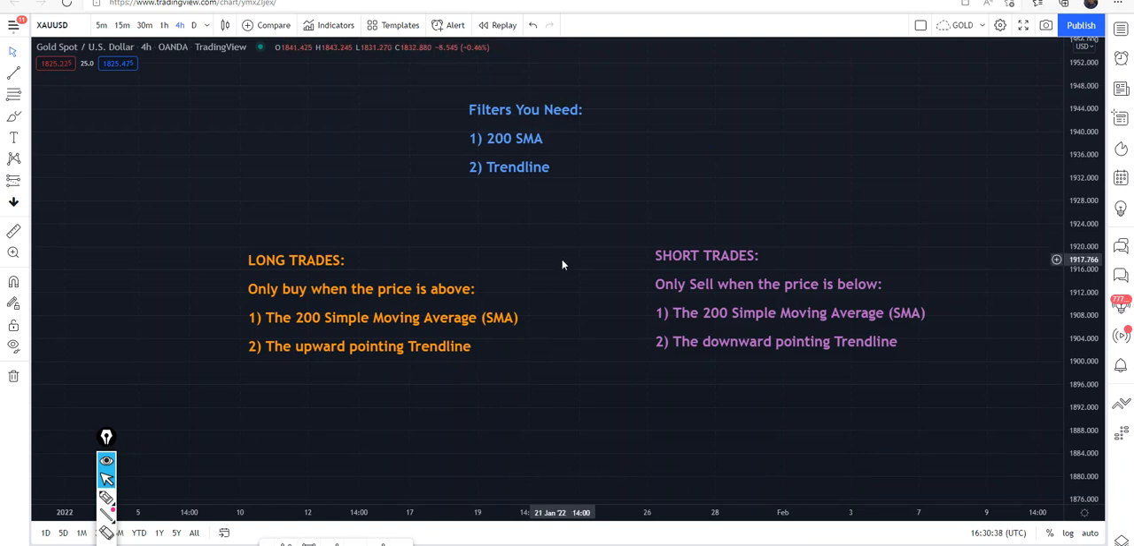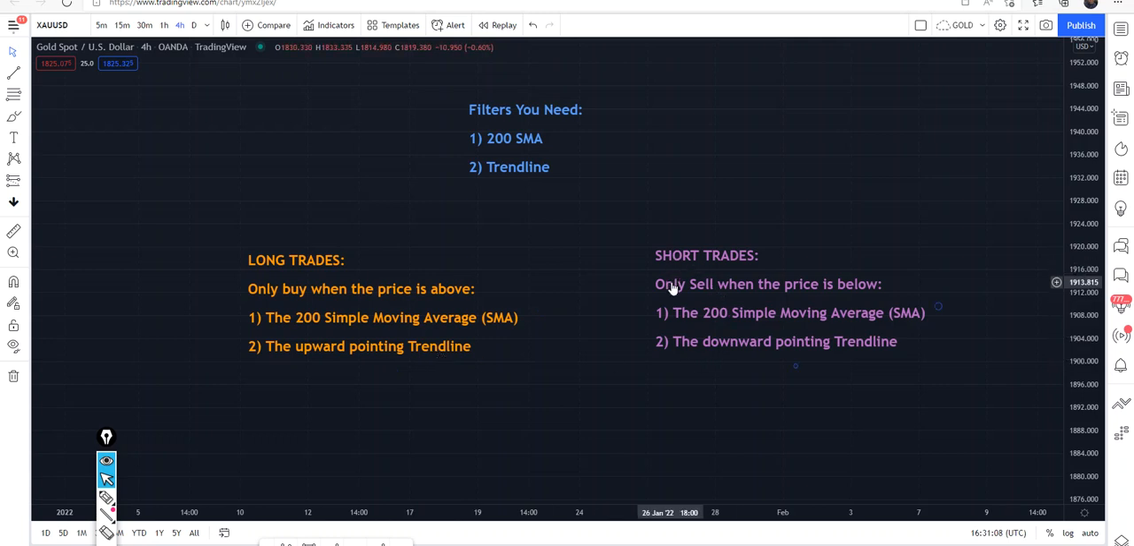Somebody did ask the other day, because I told him about the 200 SMA, is there any other filter? Well, the trend line is what you need as well. We're going to be going through that. You can see here, long trades. That's if you are buying, you want it to be that the alert or the price is above the 200 SMA, and it's also above the upward pointing trend line. We're going to go see that soon.